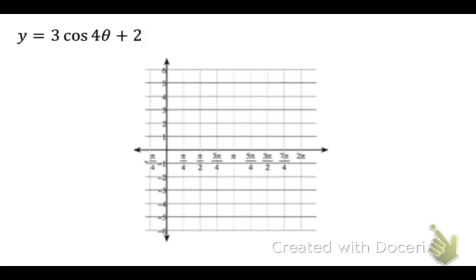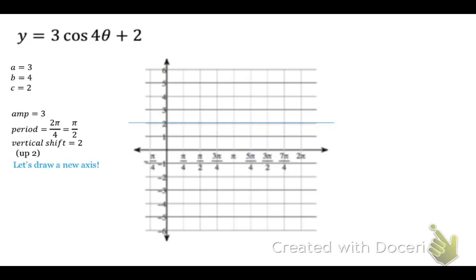Let's look at this one. y equals 3 cosine of 4 theta plus 2. So A equals 3, B equals 4, C equals 2. That means my amplitude is 3. My period is 2 pi over 4, which is pi over 2. And my vertical shift is 2, which means it goes up 2. We're just going to draw a new axis. There's my new axis, this is what I'm going to work off of.